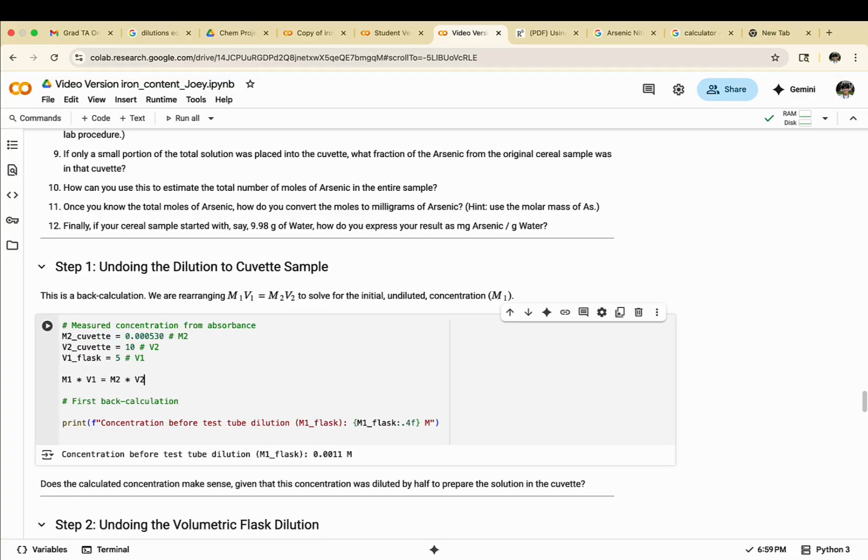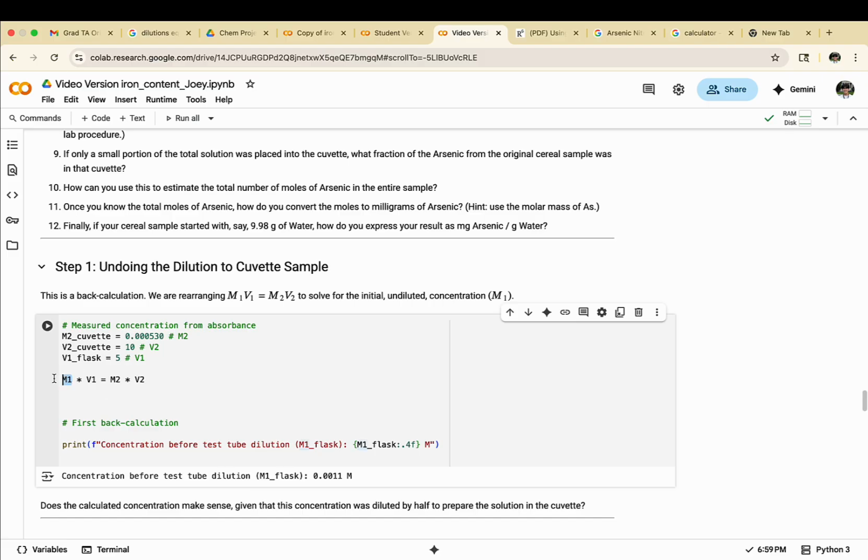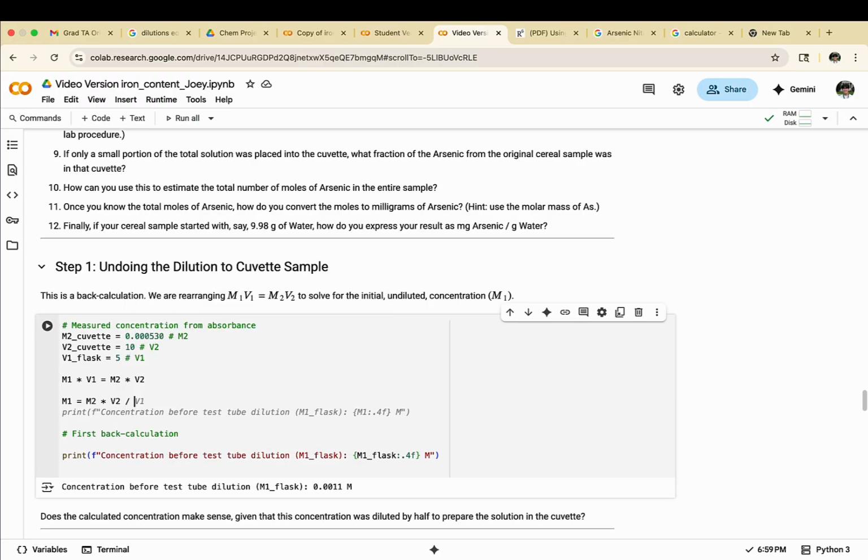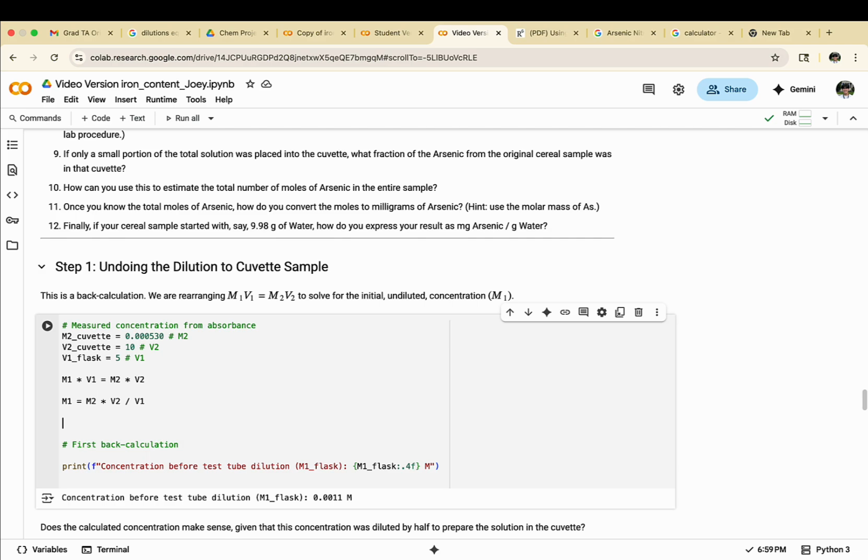Now, if we were to do this algebraically, we have to solve for M1, that's the M1 flask that we're looking for. So I think we can just divide both sides by V1, and we get the final equation: M1 is equal to M2 times V2 divided by V1. So now this is the equation that we want, but those are not the right names. Those are just placeholders that we were using to make it easier to think about.